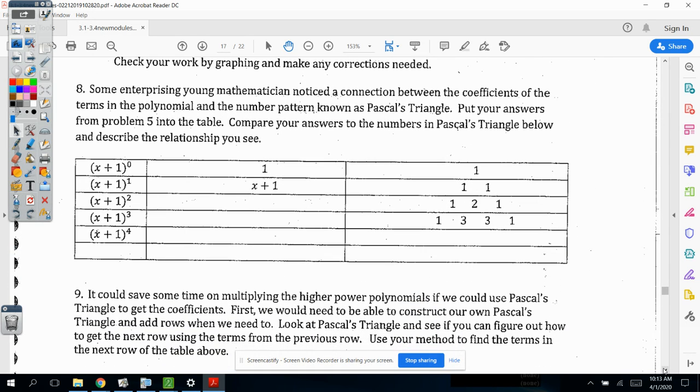All right, I love this. It says some enterprising young mathematician. Okay, spoiler, his name was Pascal. He took those coefficients that we just did, like x plus 1, like the coefficients is the number in front. Remember, it's a 1 and a 1 is the 1 and the 1.